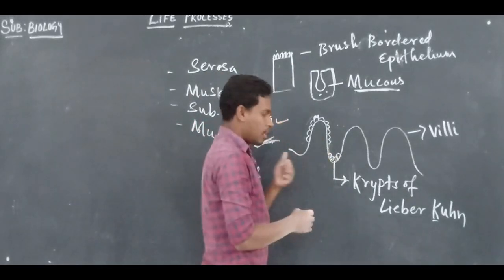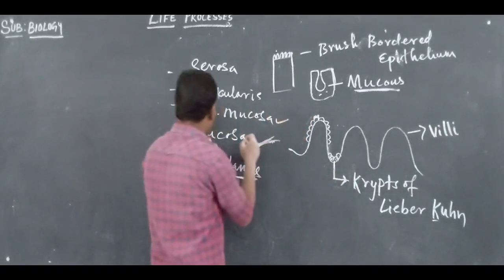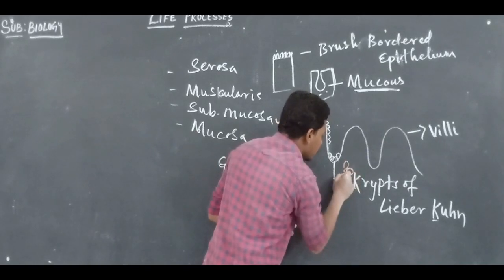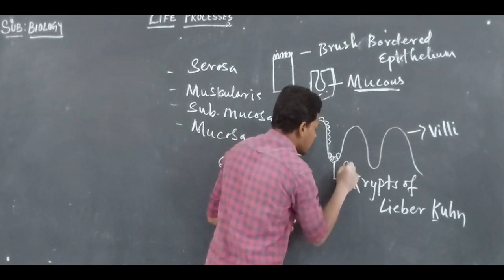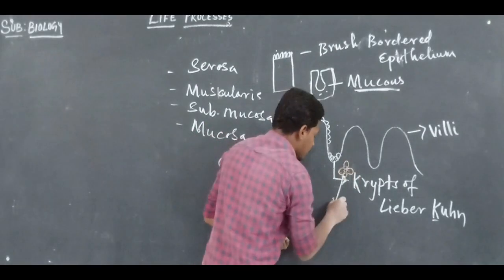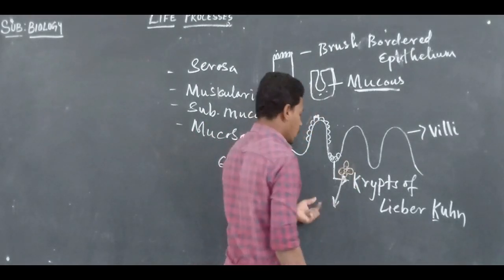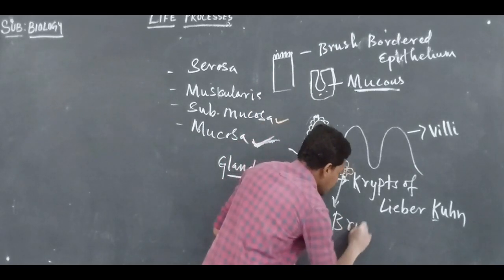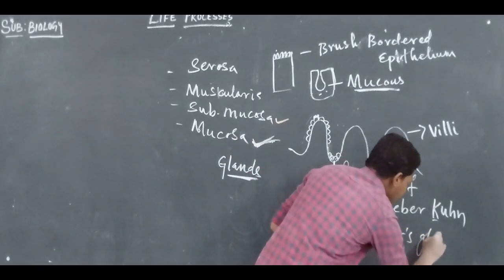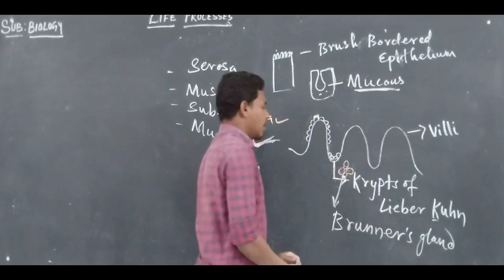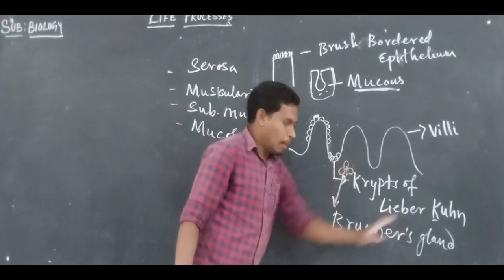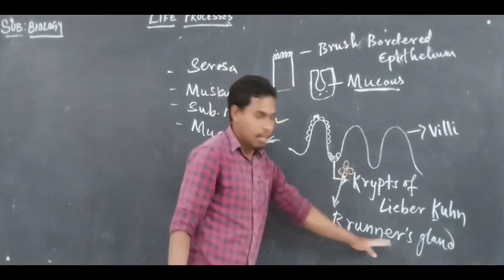Again, one more gland we are going to see is present in the submucosal layer, and it is made up of a cluster of cells. This gland is known as Brunner's gland. Okay, the first gland is the crypts of Lieberkuhn, and the second gland is Brunner's gland.